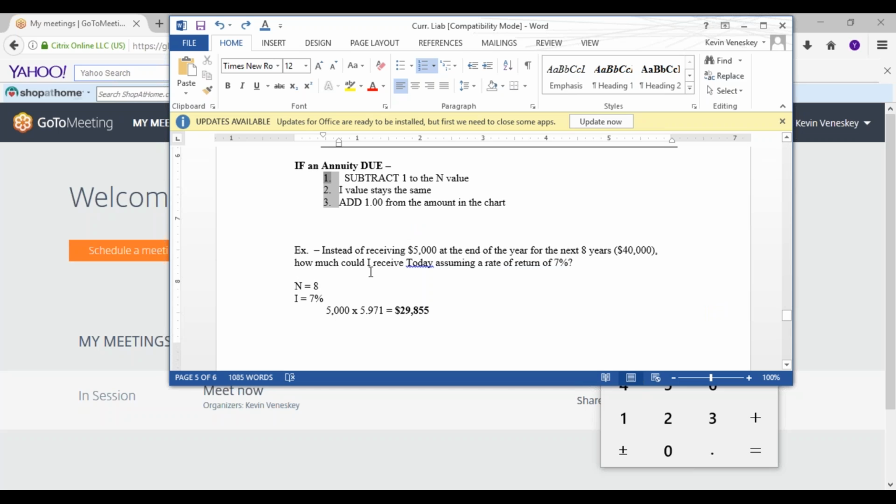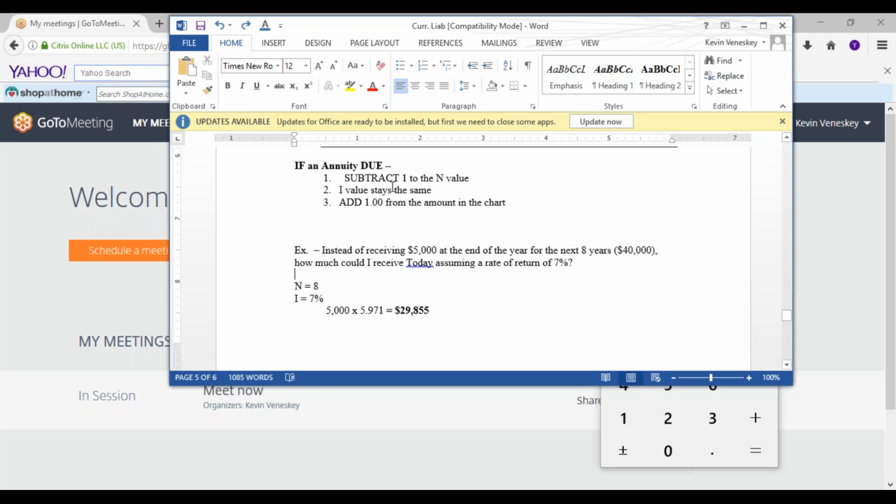So here's my example. Instead of receiving $5,000 at the end, that's key, at the end of the year for the next 8 years, so a total of $40,000, how much could I receive right now today, assuming a 7% rate of return? Okay, so the first thing, my clues are I'm dealing with payments, because 5,000 for the next 8 years, 5,000 at a time. And I need the present value tables because I want to know what those payments are worth right now today. So present value of an annuity.